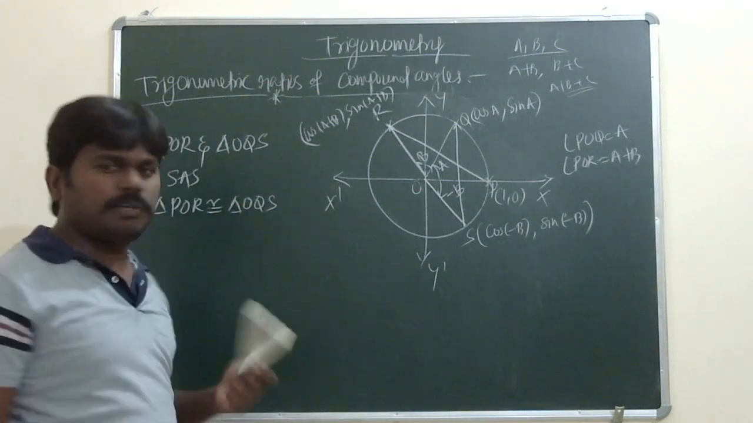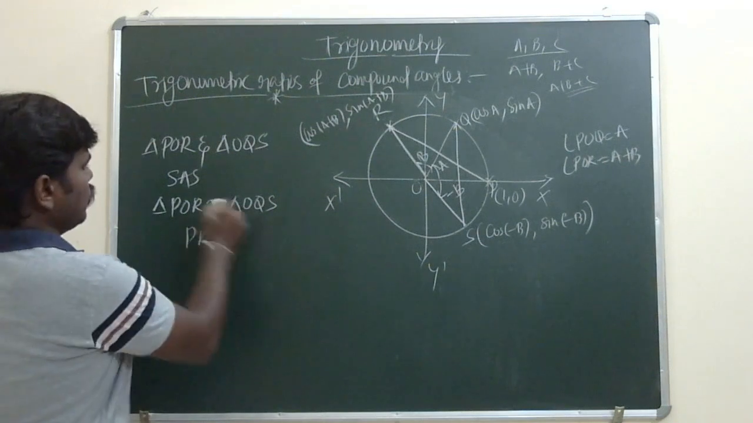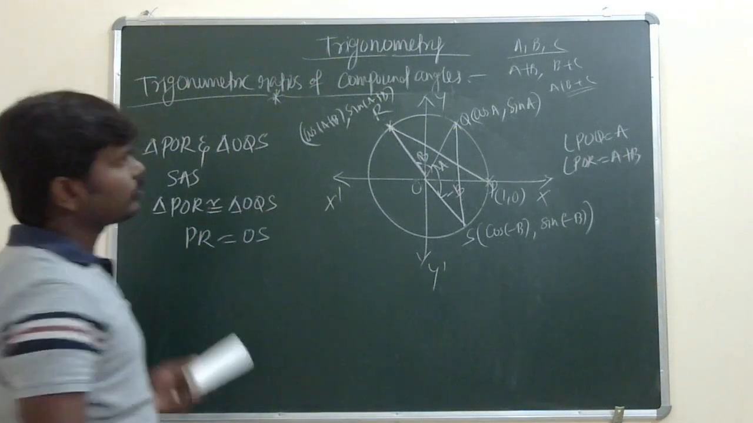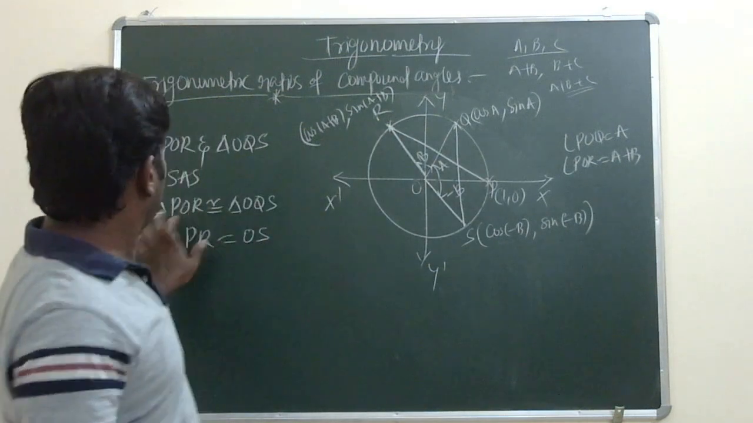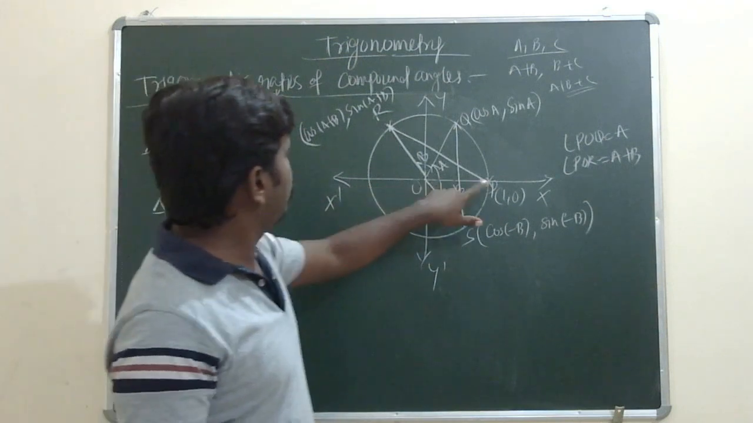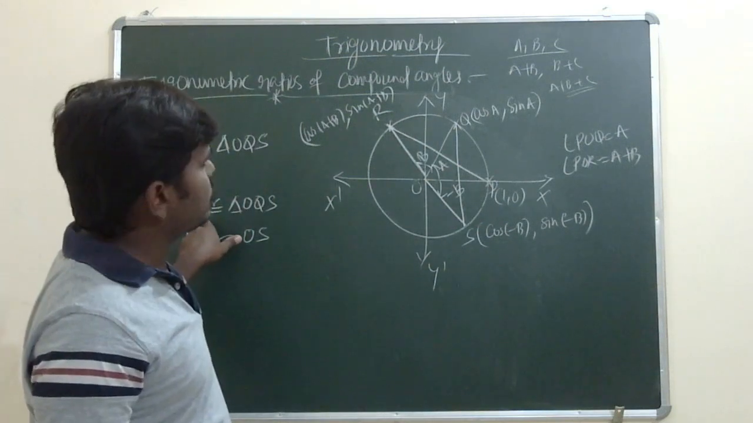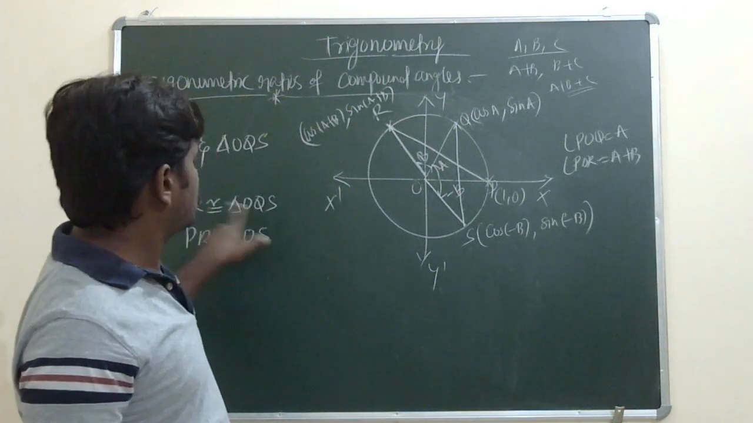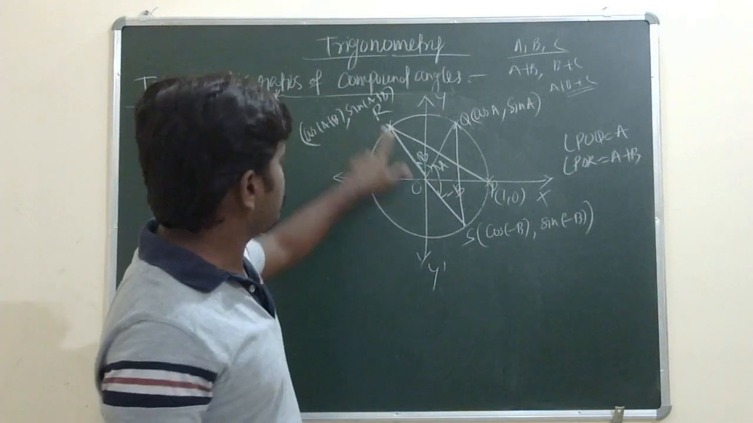So by CPCT here what we will get is PR is equal to QS. One minute, here PO is equal to OQ I have written, and here PR is equal to, actually you have to get PR is equal to QS. Something I have written wrongly here. OR is equal to, I have written QS, so that is wrong.